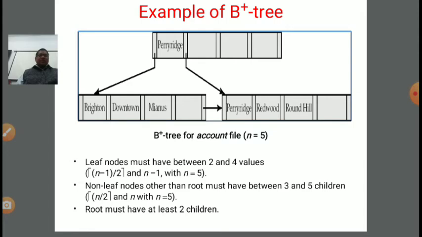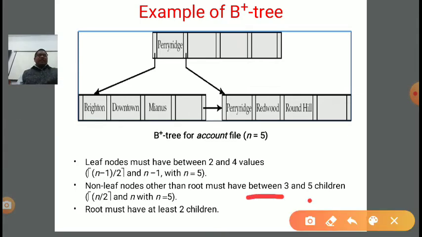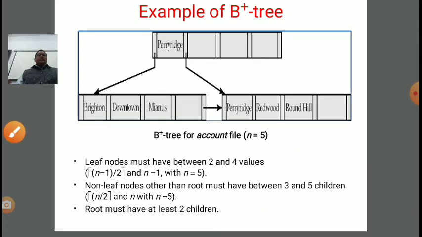So the upper level of n by 2 and n. If you write down 5 by 2, that is 2.5, so the upper level is 3. So between 3 and n, which is 5. So a non-leaf node has between 3 and 5 children, clear, and a leaf node must have between 2 and 4 values. Why? Because the formula is the upper level of (n minus 1) by 2, and n minus 1, right? The root must have at least 2 children in case of a B plus tree.